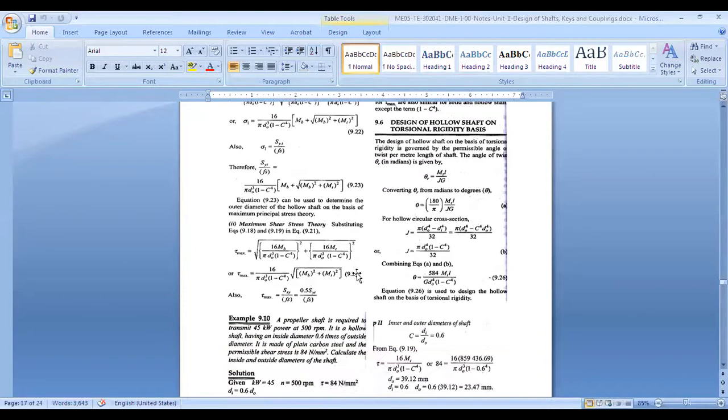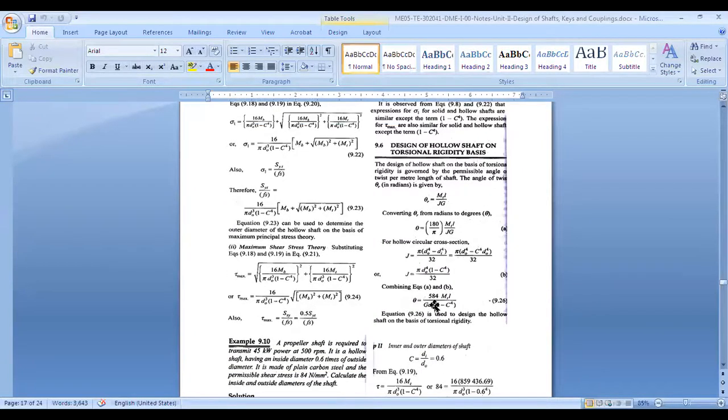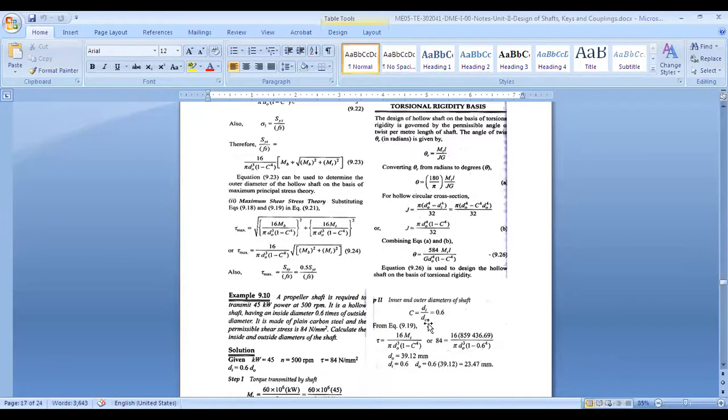And for maximum shear stress, tau max is equal to Syt upon factor of safety into 0.5, which is equal to 16 upon pi do cube into 1 minus c raised to 4, this extra factor, multiplied by root of MB square plus MT square. So we'll use this equation for the design of a hollow shaft on the strength basis. And if you want to do design on the torsional rigidity basis, it will be again theta is equal to 584 MT L upon G d raised to 4 multiplied by 1 minus c raised to 4. So we get this extra factor.